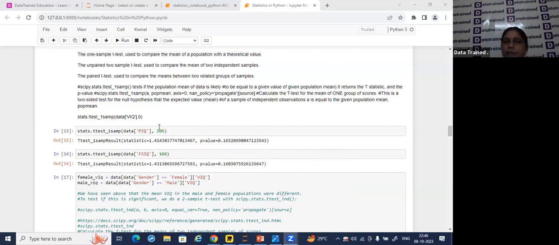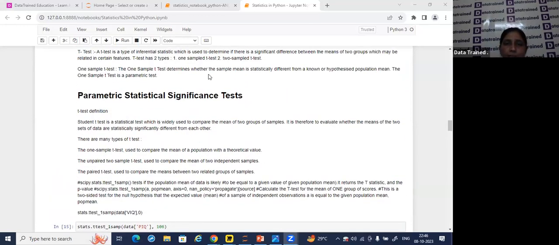No one is going to create the case. The hypothesis testing cases are default. So here it is mentioned already, the student t-test is a statistical test which is widely used to compare the mean of two groups of samples. It is used to evaluate whether the means of two sets of data are statistically significant or different from each other. So their hypotheses are created as default here.